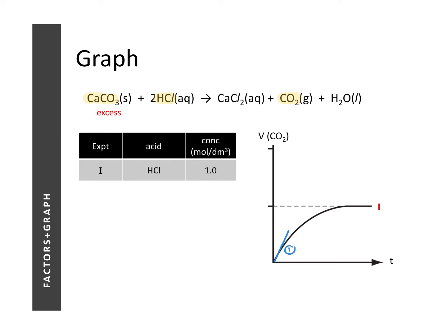The second point is the final volume of the gas produced. And the third point is the time at which the reaction is complete, or when the gradient drops to zero. So whenever we analyze the speed of reaction graph, or we try to plot a speed of reaction graph, you need to take into consideration these three points. In this particular example, the acid used is hydrochloric acid, and the concentration is 1 mole per dm cube.